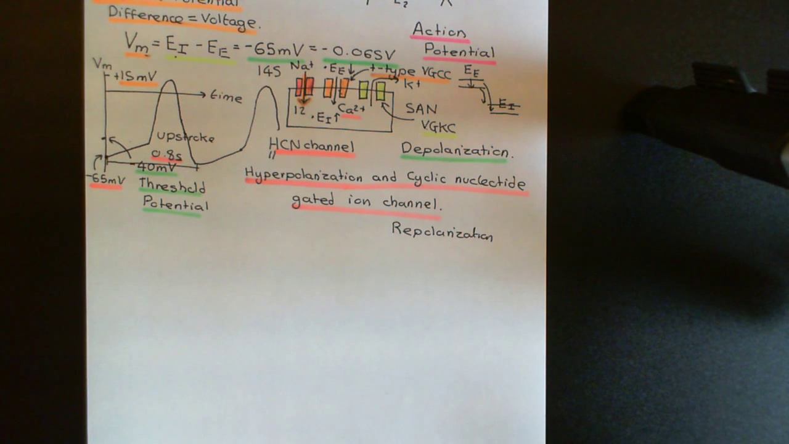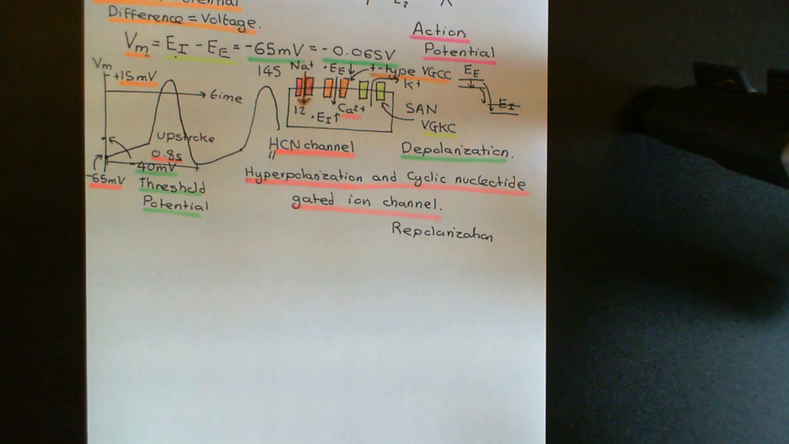Okay, so what we've now talked about is the generation of the action potential in the sinoatrial node cells. What I now want to talk about is how this action potential can be propagated from sinoatrial node cells to surrounding cardiomyocytes that are non-sinoatrial node cells. Again, that mechanism of propagation will be the same as the mechanism of propagation between any two cardiomyocytes anywhere in the heart.